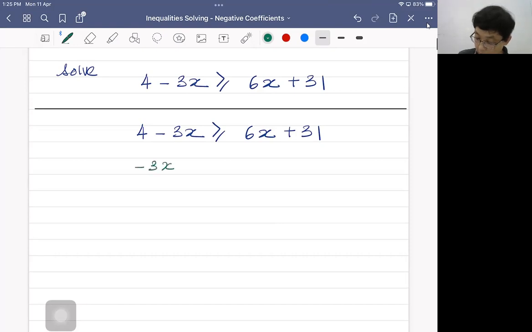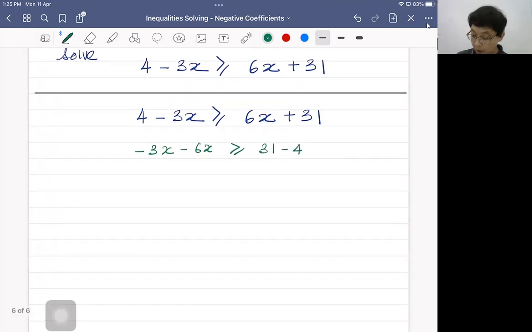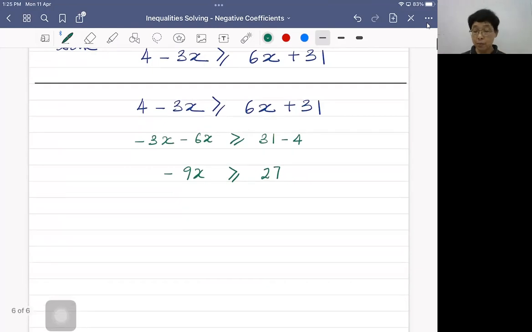So minus 3x minus 6x. Now we get that as 31. Now I'm going to minus 4 both sides to get this. Okay, now on the left-hand side we get minus 9x, and the sign will still maintain, still the usual, bigger or equal. Then 31 minus 4, we know that you're going to get 27.